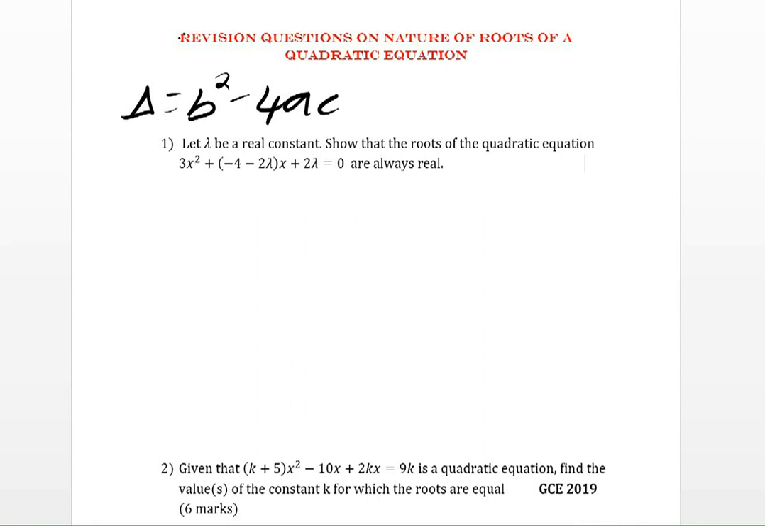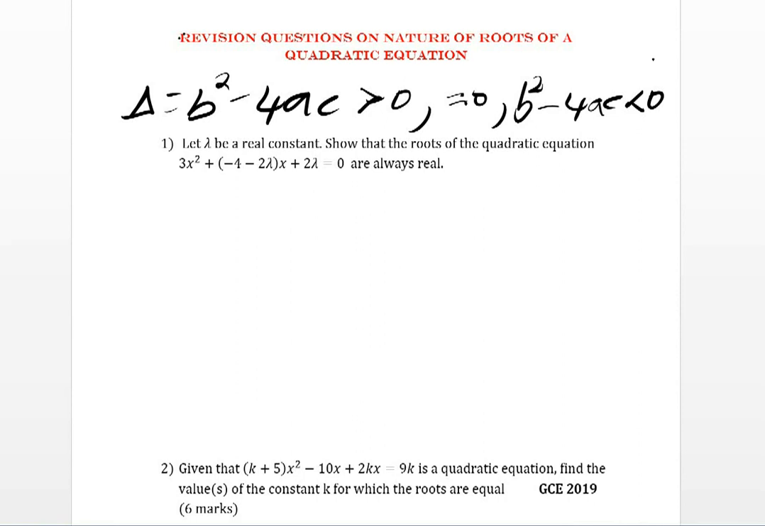If b squared minus 4ac is greater than 0, we have real and distinct roots. If it is equal to 0, we have what we call equal roots or repeated roots. And if b squared minus 4ac is less than 0, less than 0 means negative, we have the square root of a negative, so we are talking about complex roots or imaginary roots.